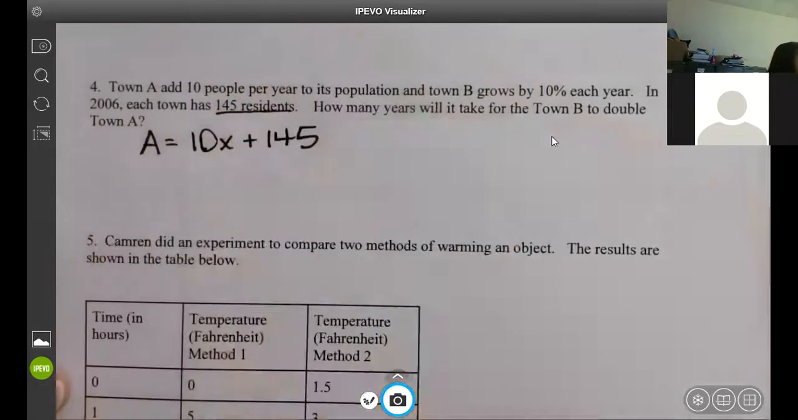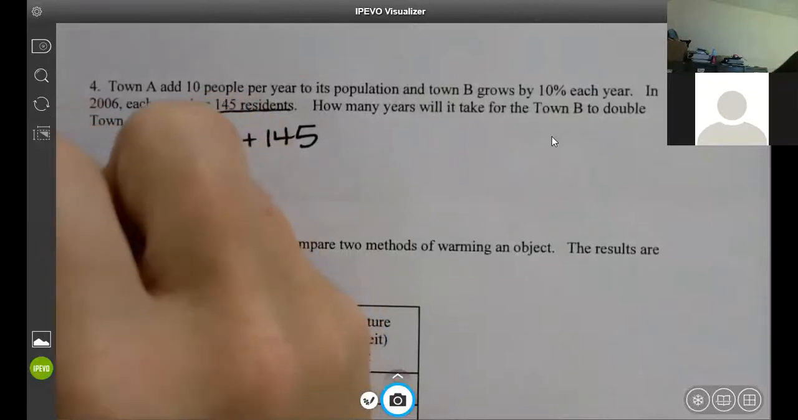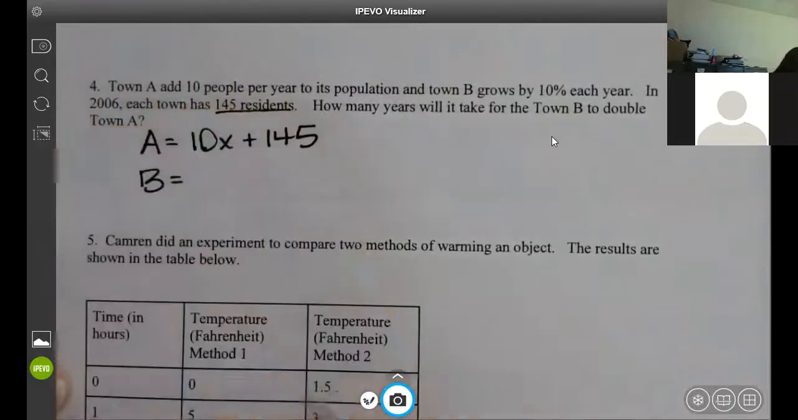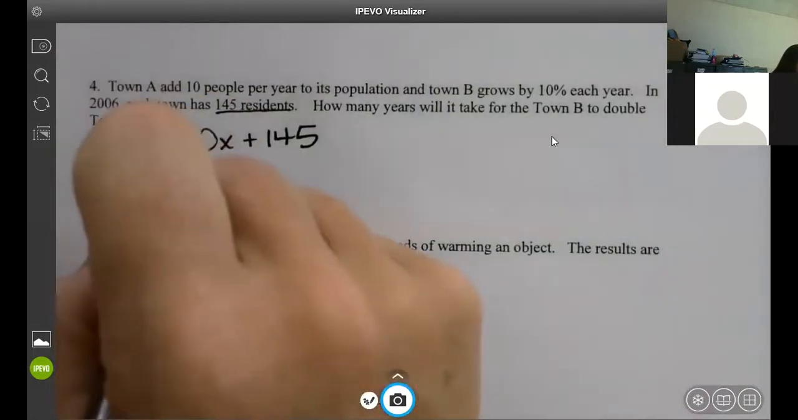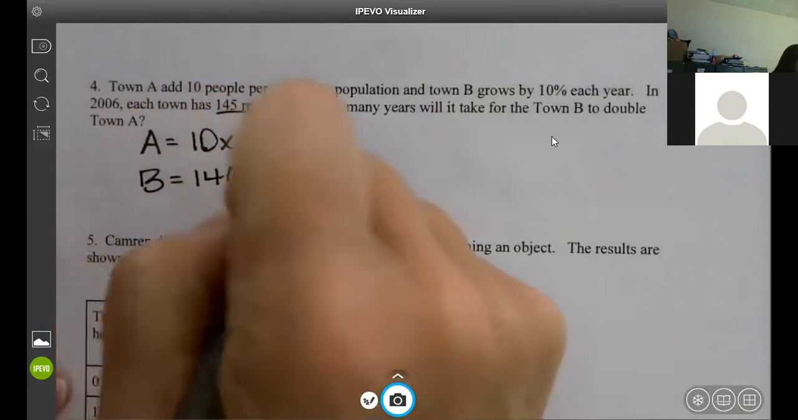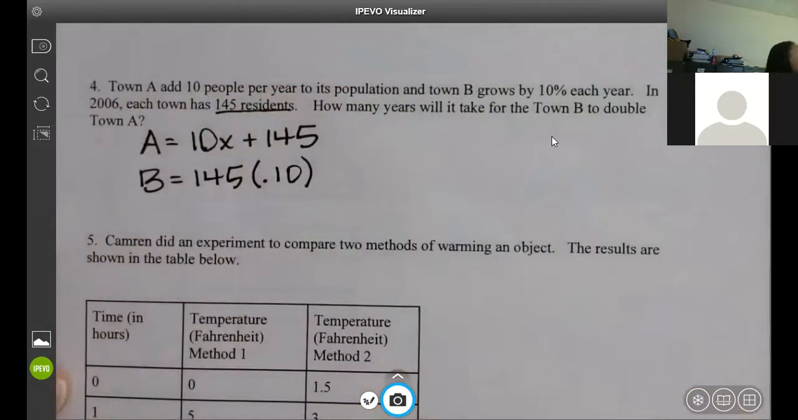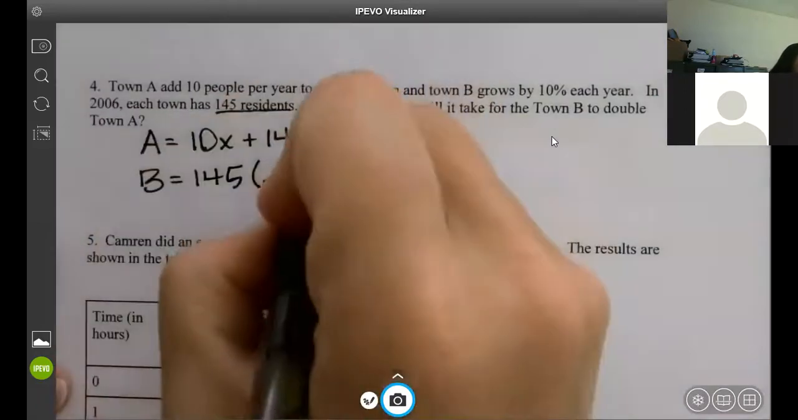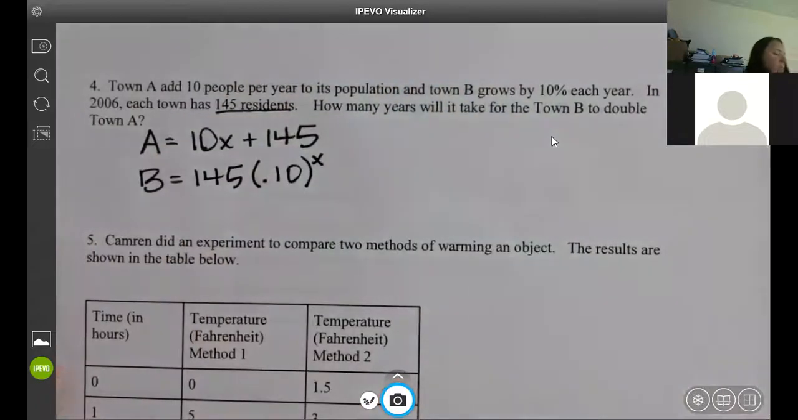Start at 145. Okay. Town B grows by 10%. How much did town B start with? 145. You said it was exponential. Why is it 0.10? Because we had 10%. We got to change it to the x. That's all it wanted you to do. I'm not worried about how long it will take to double or anything like that. I just want to write the equations.